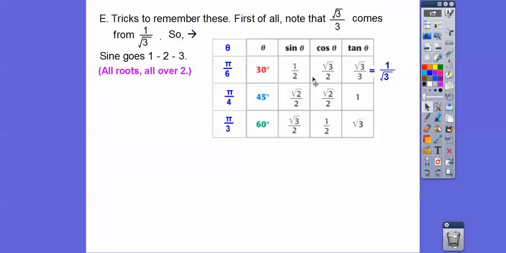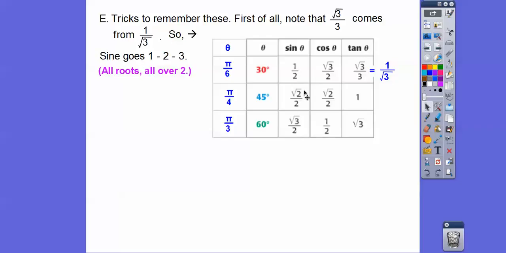For the sine, all the numerators go 1, 2, 3, and they're all square roots. The square root of 1 is 1, so I don't need the square root there. Here's the square root of 2, here's the square root of 3. Look at the numerators: 1, 2, 3, and they're all square roots. You don't need that on the square root of 1. And they're all over 2.